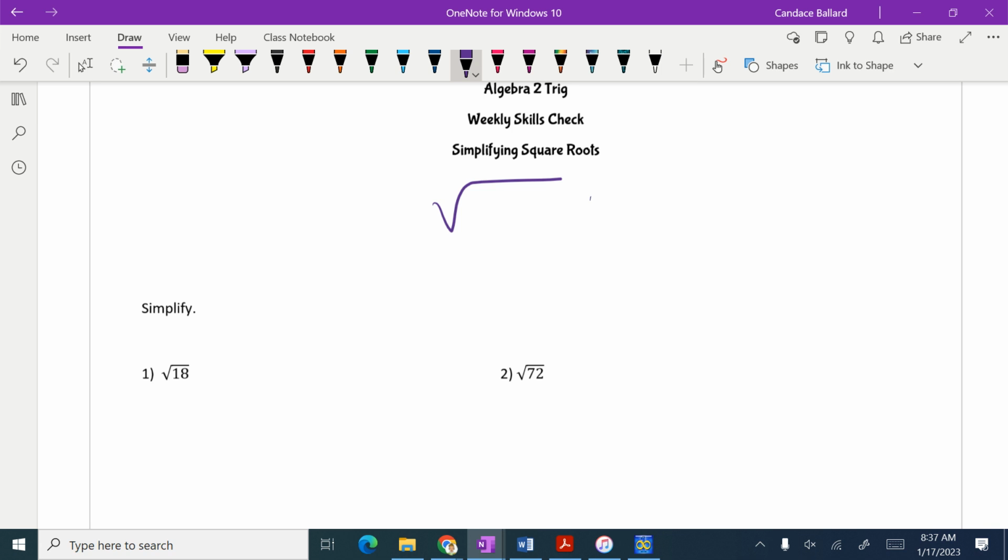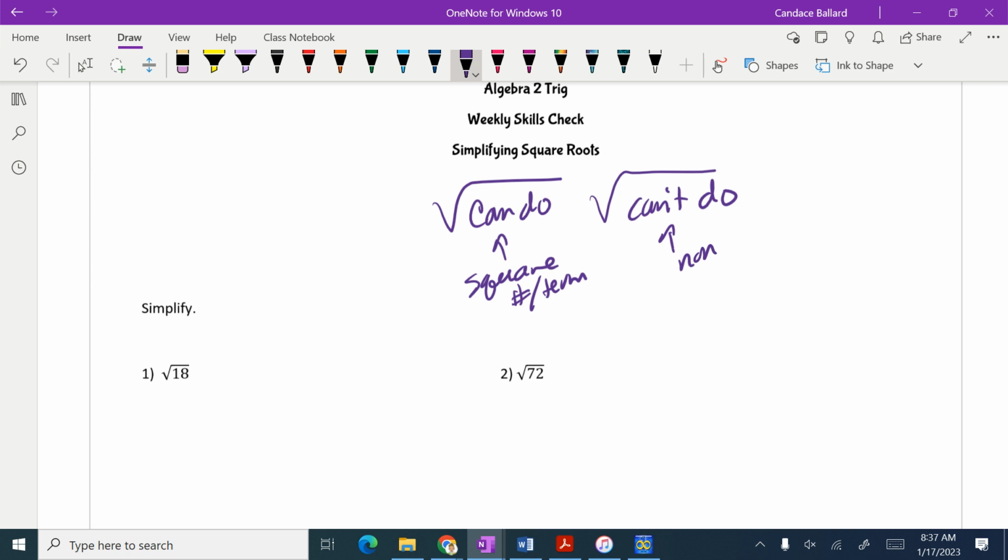So when we have a square root, we split it into two boxes. This is what I call the can-do box, and this is the can't-do box. The first has to be some kind of square number or term, and this is non-squares, basically. So I can take the square root of it, or I can't. In addition to numbers, we're going to start with numbers and then move on to the fact that we can use variables in here. We're going to make sure we understand how to do that part.